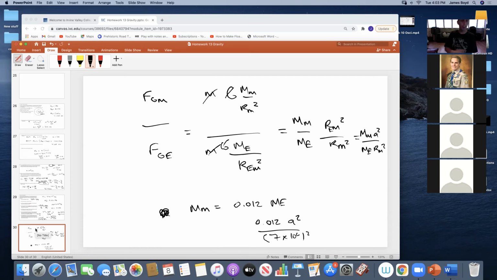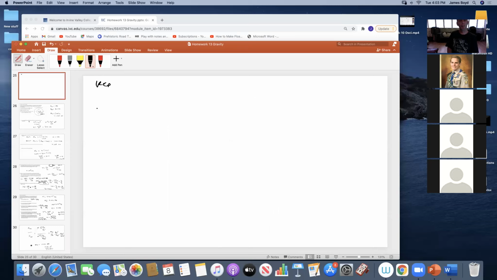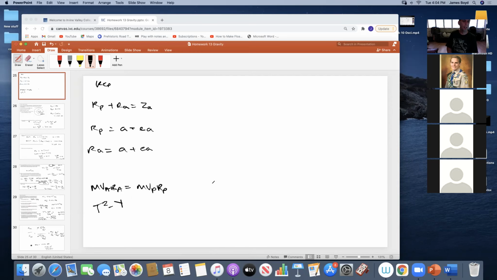For gravity, really what you need to remember is the Kepler stuff, which gives you RP plus RA is 2A. RP is A minus EA. RA is A plus EA. M VA RA is equal to M VP RP, and T squared is 4 pi squared over GM times A cubed. And if you're in our solar system, T squared is A cubed, if this is Earth years and this is AU.